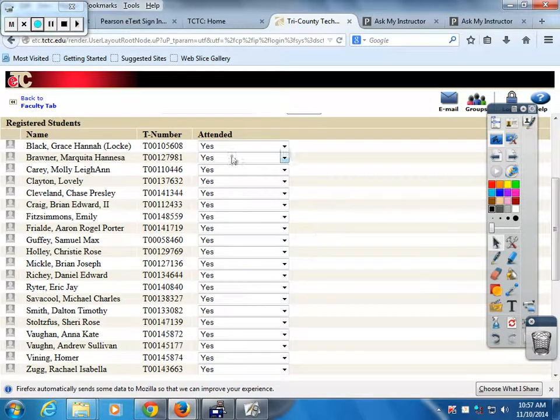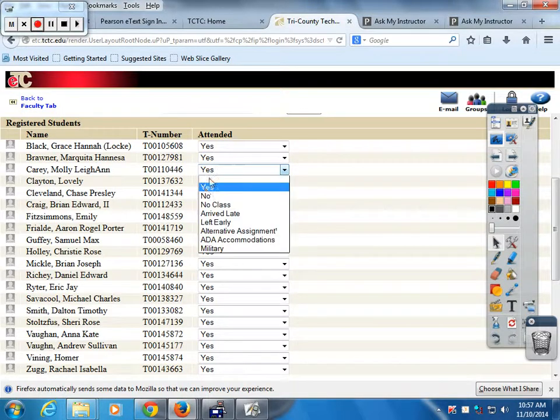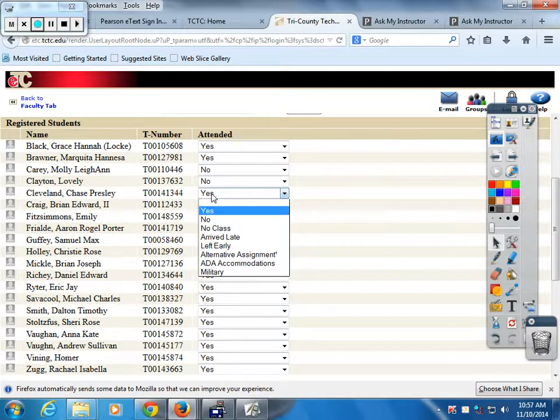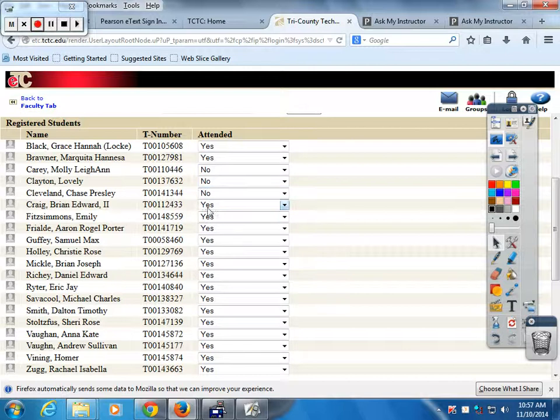Oh, I understand. Miss Black is here. Miss Bronner is here. Miss Carey? I think she's sick. Yeah, she sent me a message. Miss Lovely, I don't see her. Mr. Cleveland? Mr. Craig is here. Fitzsimmons is here. Rialdi is here, Guppy's here, Holly's here, Richie's here, Ryder's here, Sabacool's here, Smith is here. Stolfuss, I don't see her. Vaughn's are here, Vining is here, Zug is here.